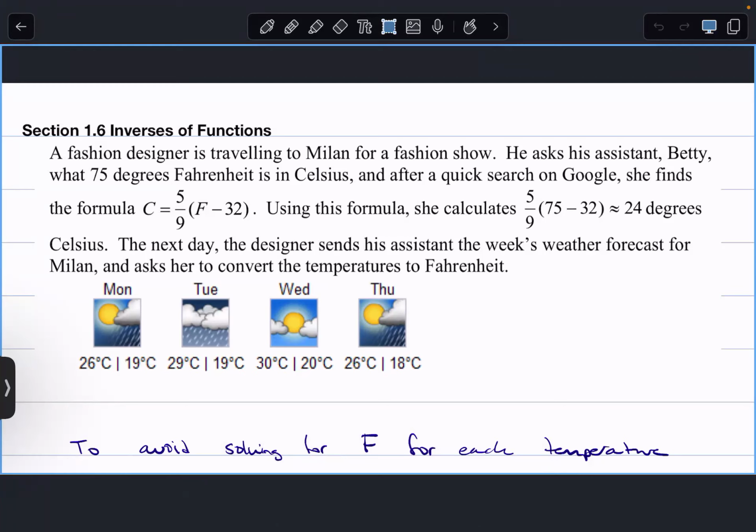For review, we started inverses last day. Inverses are basically when we solve for y instead of x, right? And so we had this cute little example of a designer, clearly an American designer, going to Europe where they use Celsius instead of Fahrenheit. And so we use the conversion formula to move back and forth between Celsius and Fahrenheit and vice versa.